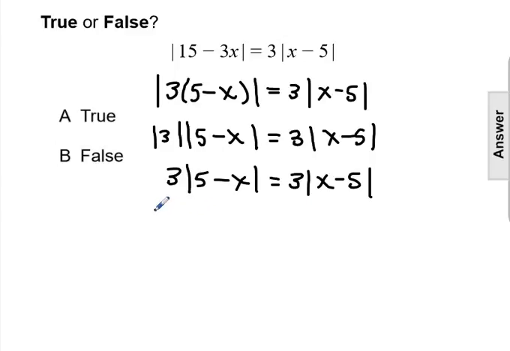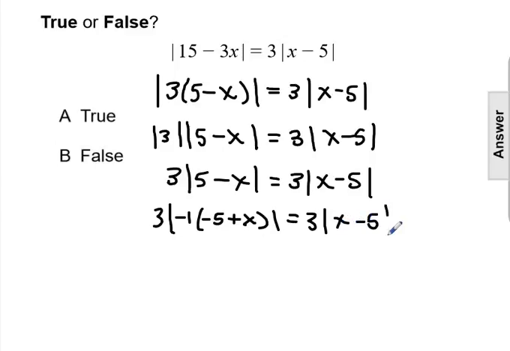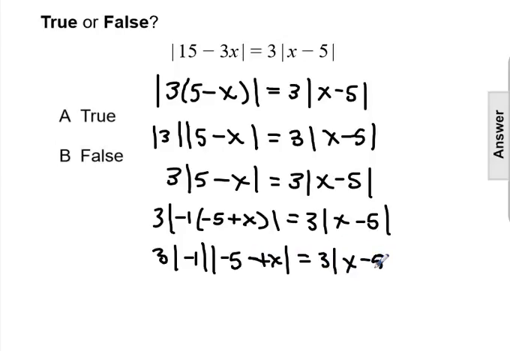Well, if I take out a negative 1 to switch the sign, I'll have negative 5 plus x in my absolute value. And now the absolute value of negative 1 times the absolute value of negative 5 plus x. Which the absolute value of negative 1 is 1, so 1 times 3 is just going to be 3.